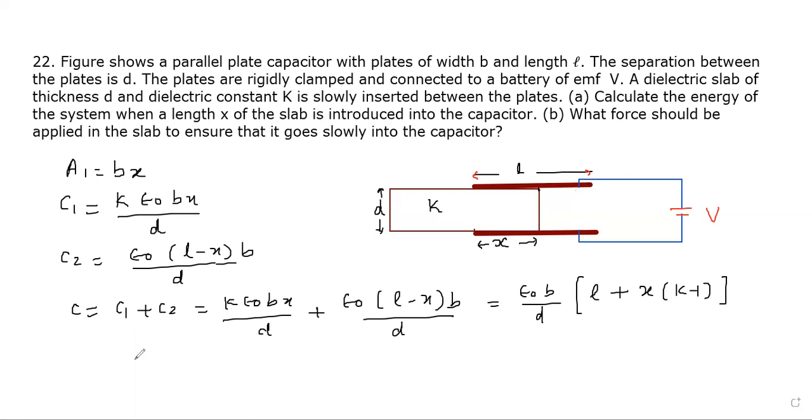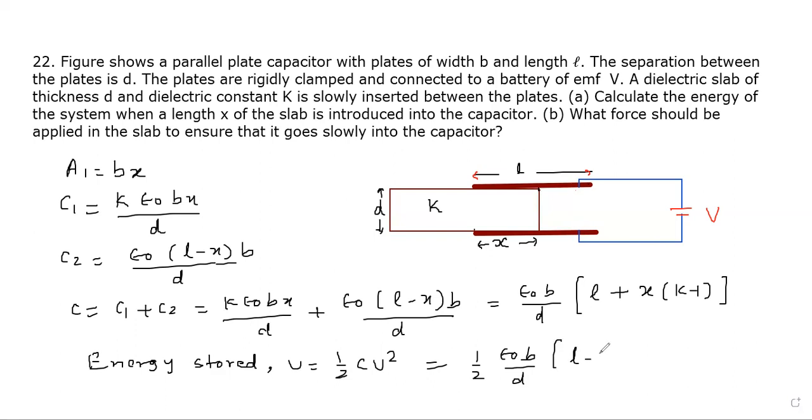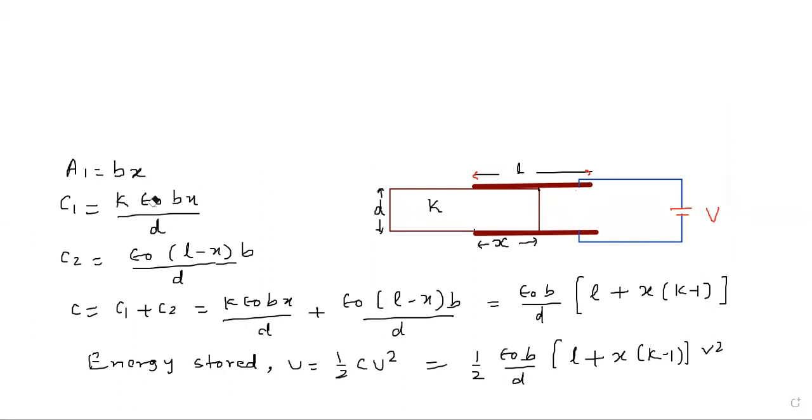Now the energy stored. Energy stored in a capacitor is given by half CV square. That is U equal to 1 by 2 CV square. So the capacitance is this much. So 1 by 2 epsilon naught B upon D times L plus X times K minus 1 times V square. Now consider the second portion.